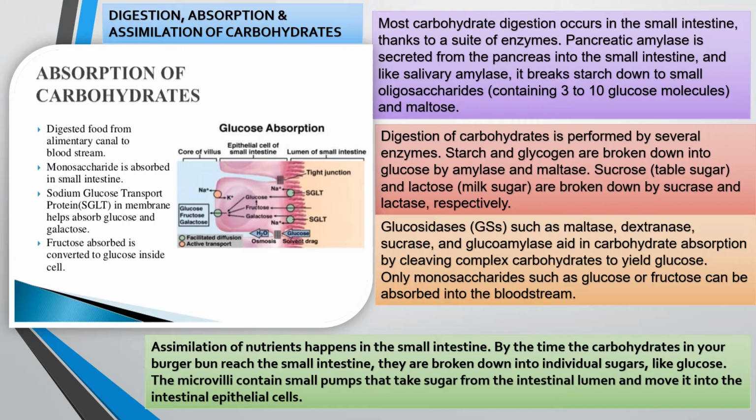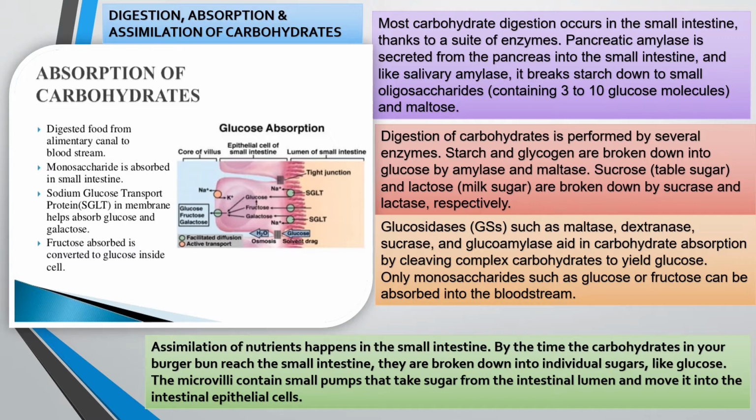Assimilation of nutrients happens in the small intestine. By the time the carbohydrates in your burger bun reach the small intestine, they are broken down into individual sugars like glucose. The microvilli contain small pumps that take sugar from the intestinal lumen and move it into the intestinal epithelial cells. That means all complex carbohydrates break down ultimately into the simplest one, that is glucose.